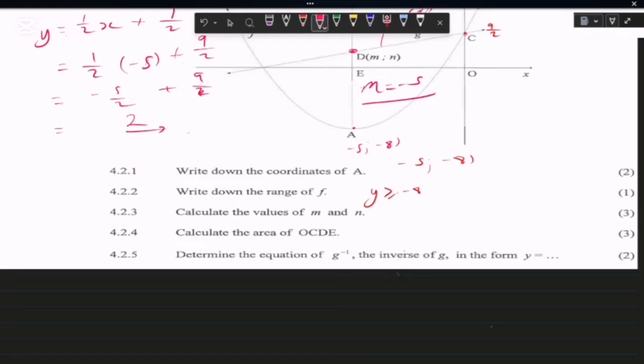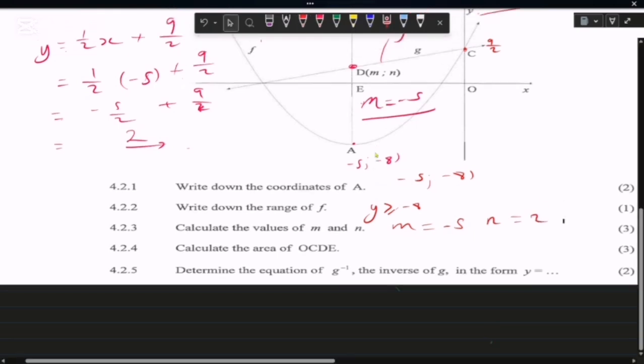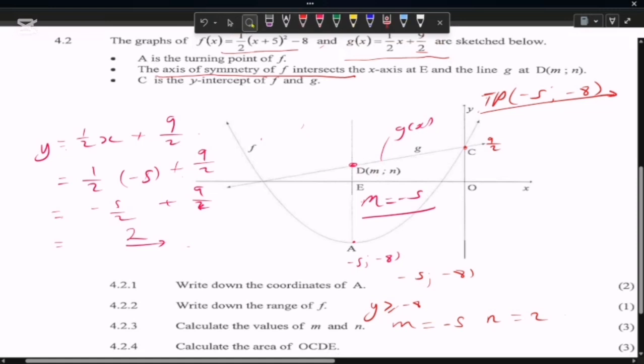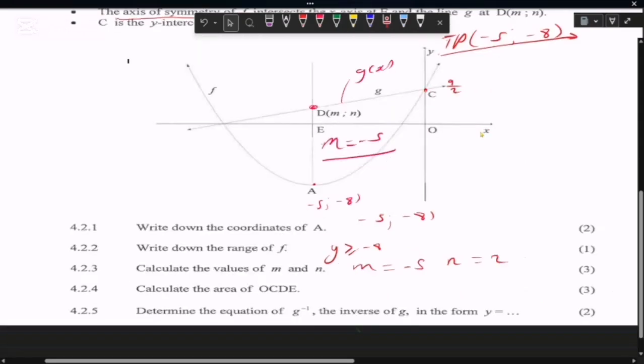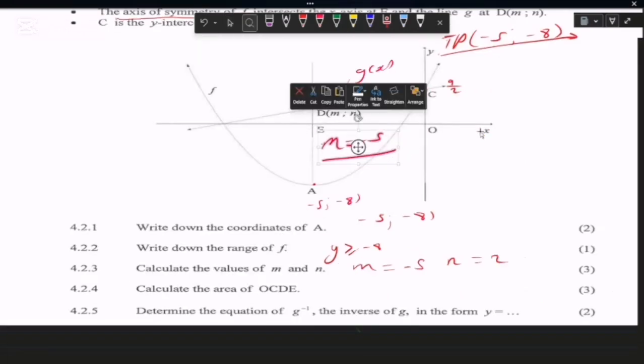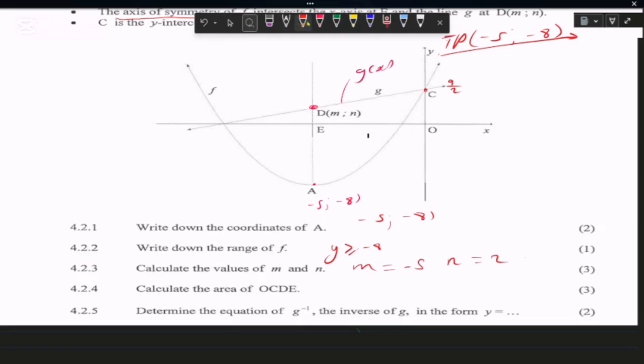Okay, so m is -5, and then n is 2. Okay, and then now we can do the following question. So remove this, and then we can remove that as well. You can just write the coordinates. So D is (-5, 2). Okay, so these are the coordinates of D.